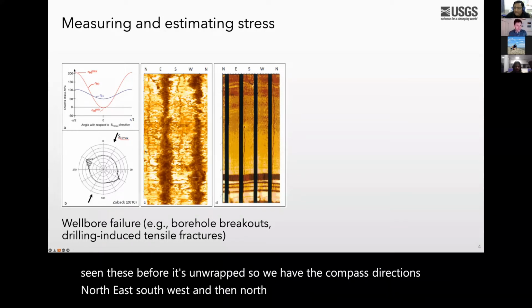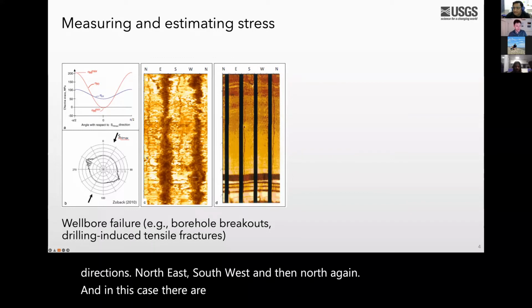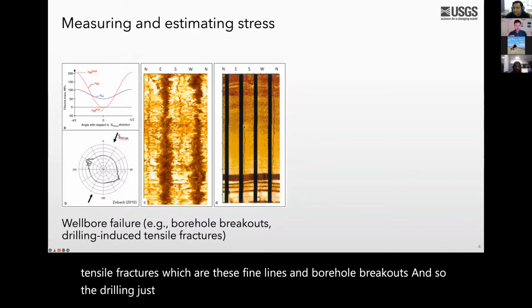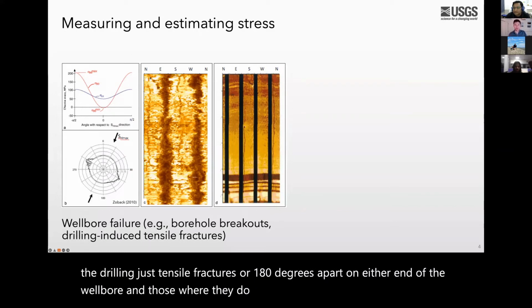And in this case, there just happened to be both drilling-induced tensile fractures, which are these fine lines, and borehole breakouts. And the drilling-induced tensile fractures are 180 degrees apart on either end of the wellbore. And those, where they do form, form parallel to SH max.